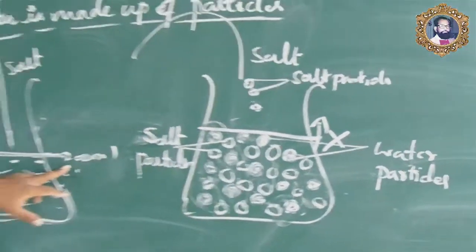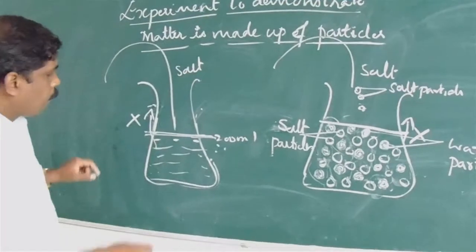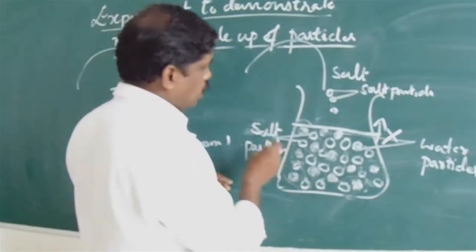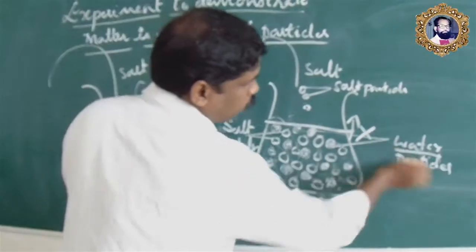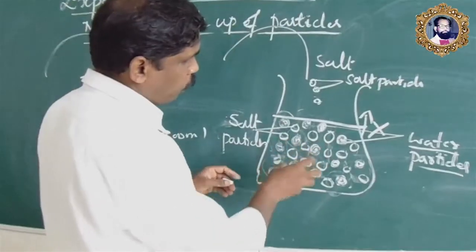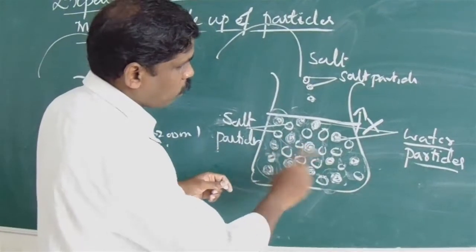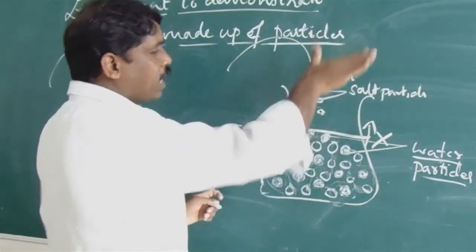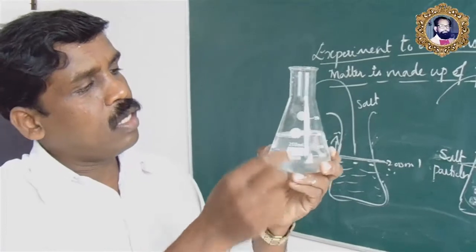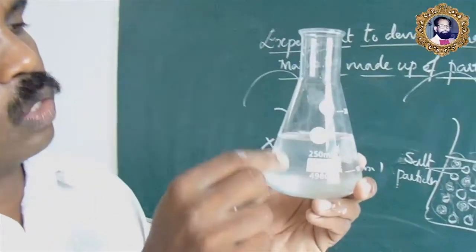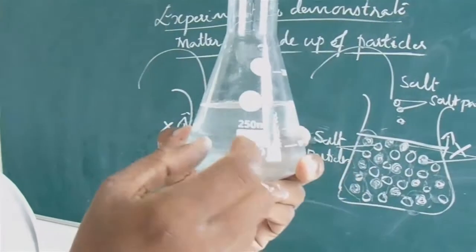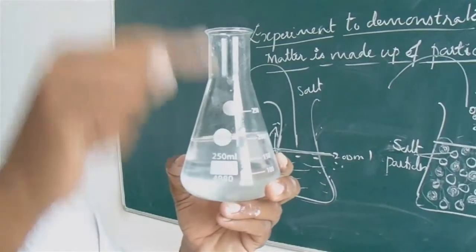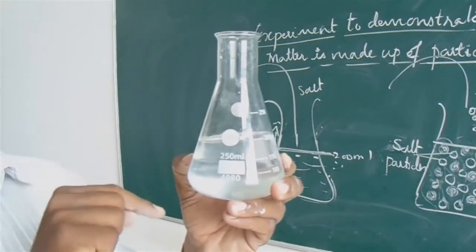That's why here 200 ml of water we have taken. The salt particles mix with the water particles by occupying the space between the water particles. That's why the level of water does not increase. So even after adding salt to this 200 ml of water, the level of water does not increase. It still remains the same.